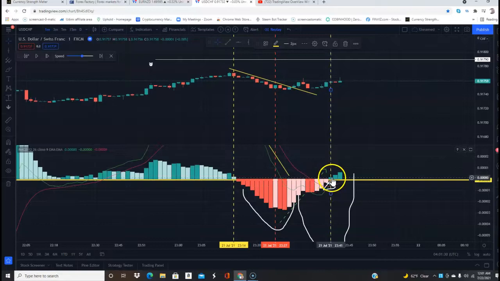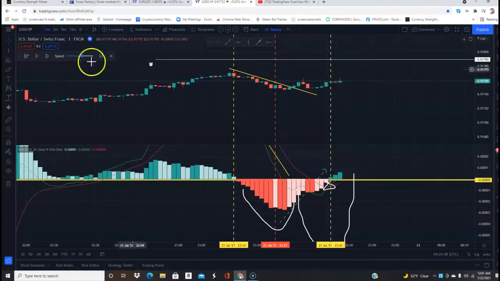So the first green candle printed on the histogram at the same time the MACD line crossed. We enter a 3-minute buy trade here. We're in the trade 1 minute. This is 2 minutes. Let's see what happens.